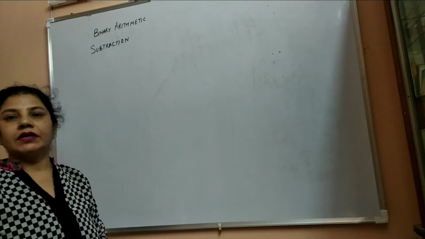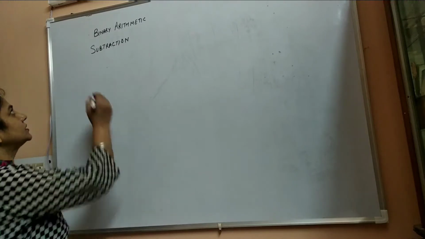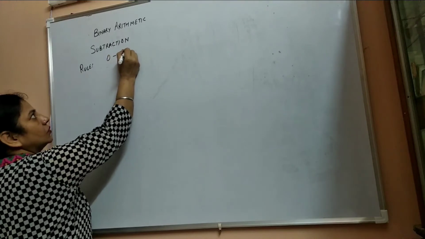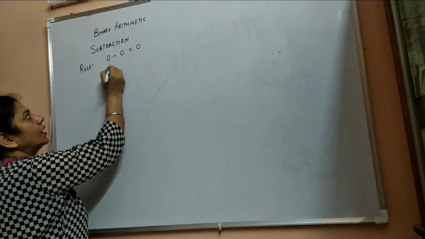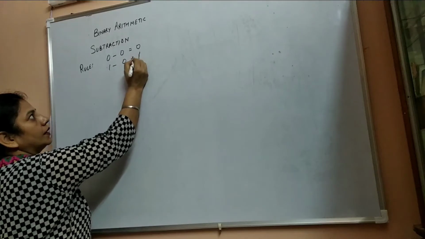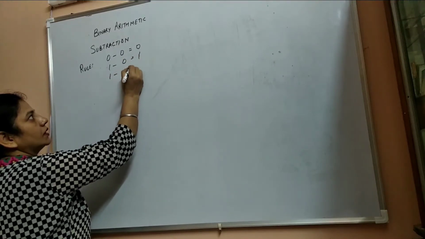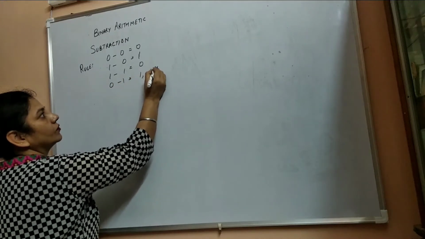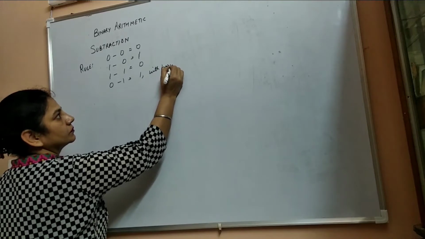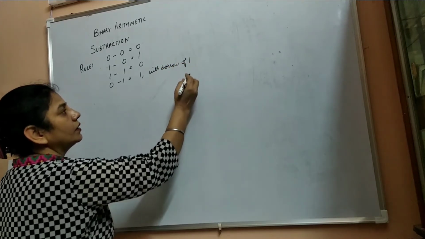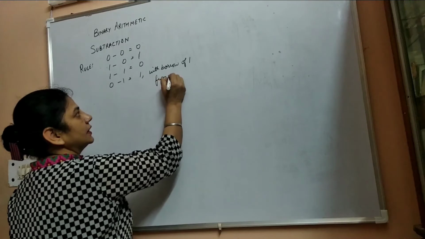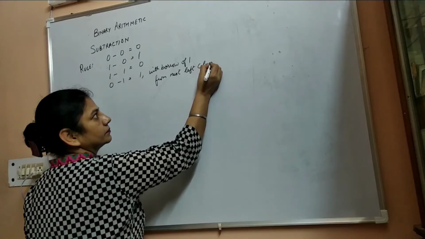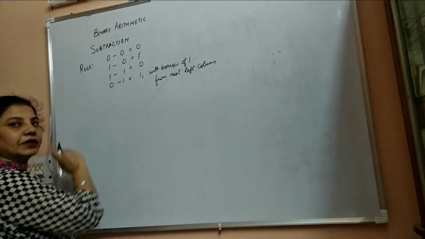Binary arithmetic subtraction. The subtraction rule says 0 minus 0 is 0, 1 minus 0 is 1, 1 minus 1 is 0, and 0 minus 1 is 1 with a borrow of 1 from the next left column. We will borrow 1 from the next left column.